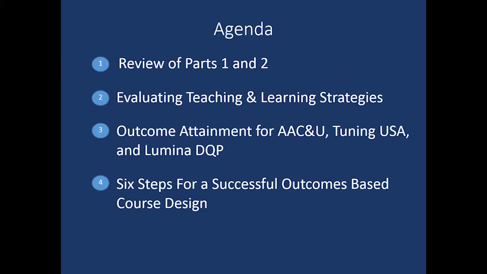So our agenda for today is we're going to review parts number 1 and 2. We're going to use the outcomes in terms of evaluating teaching and learning strategies. Then we're going to talk about outcome attainment values in terms of AAC&U, Tuning, Lumina, DQP, and other kinds of national or international standards to which we're all aspiring. And then finally, we're going to bring it back to where we started, which is at the course level, because that's where the outcomes come from. So we're going to talk a little bit about our experience with course design and the impact of outcomes on instruction.